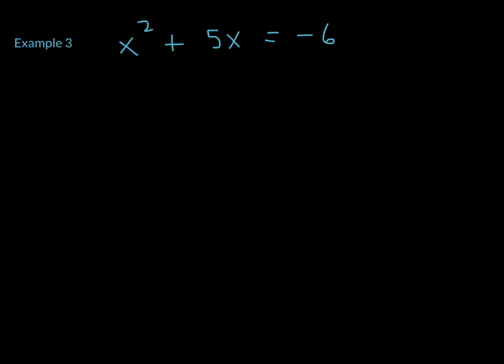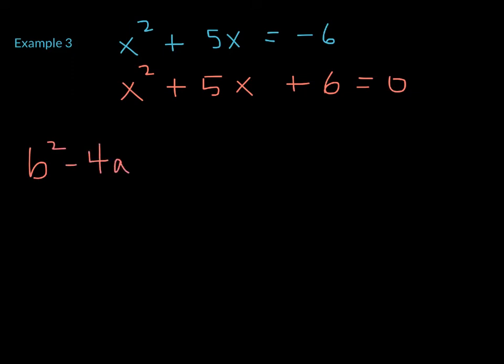For this next example, notice that again, it's not set equal to 0, so let's take care of that right now. Move the constant term over to the other side. Now you can compute the discriminant, b squared minus 4ac. So it'll be 5 squared minus 4 times 1 times 6. All of this turns out to be 1. Because the discriminant is positive, we know there will be two solutions, two real number solutions.